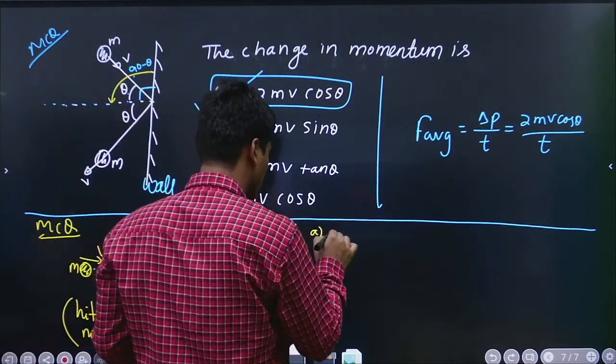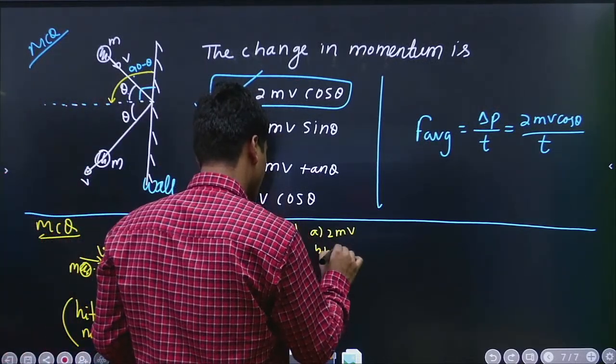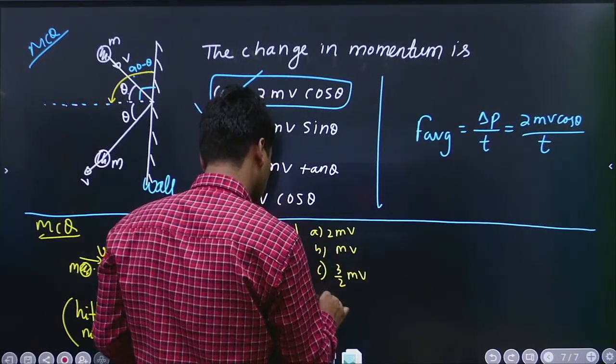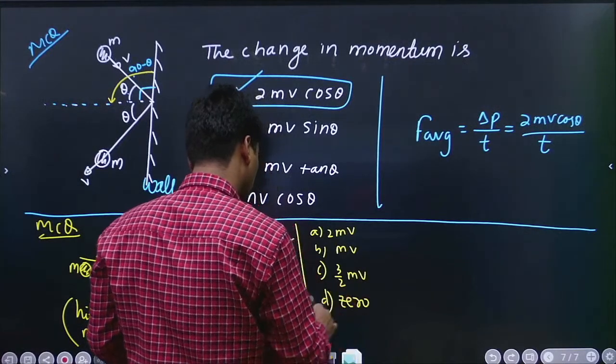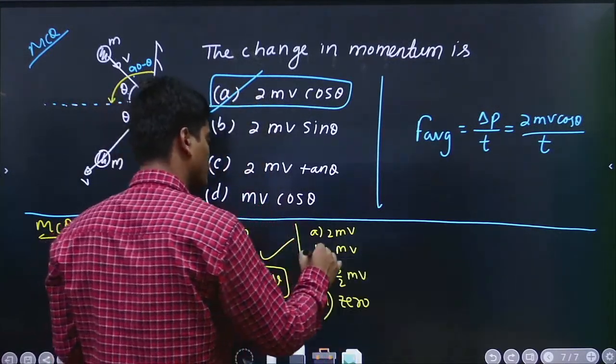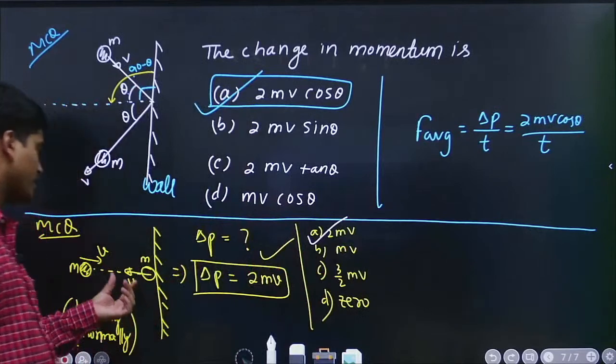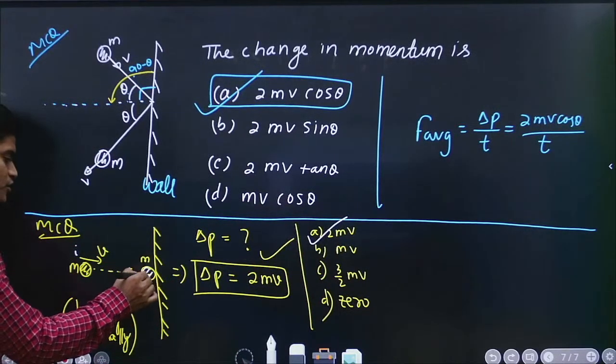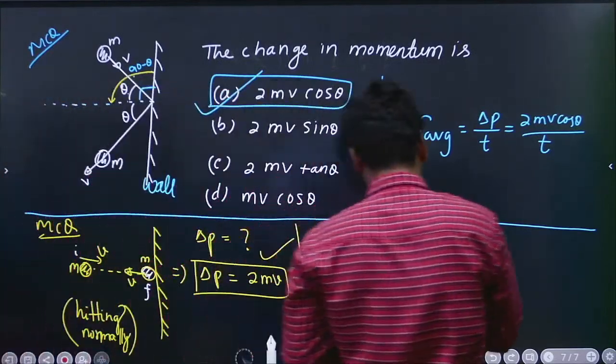Options are given: 2mv, mv, 3/2 mv, or 0. And what is the change in momentum? Change in momentum will be 2mv. Or you can tell also this is the initial condition, this is the final condition, for this mass.